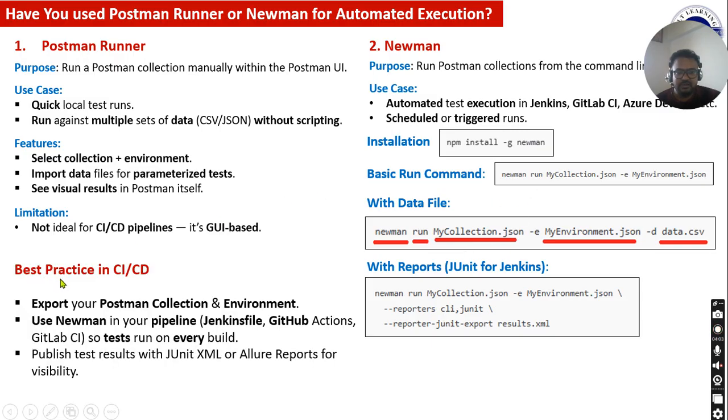And what is the best practice in CI/CD? Export your Postman collection and environment variable and use Newman in your pipeline, like Jenkinsfiles, GitHub Actions and CI/CD pipelines, to test on each and every build. Publish the test result with JUnit XML or Allure report for better visibility. Okay, so this is the best practice when you work with Postman Runner or Newman. First create your Postman collection, then export the collection and environment file, then use Newman as an automation tool to run your file in a Jenkins or GitHub environment, and then publish the report for the management in XML or Allure report.